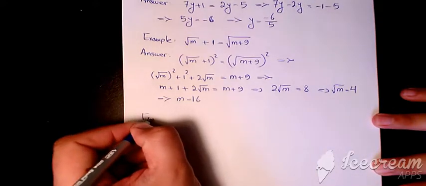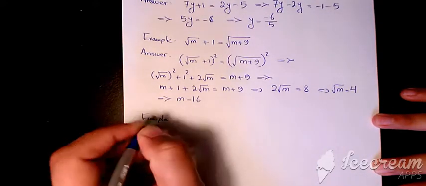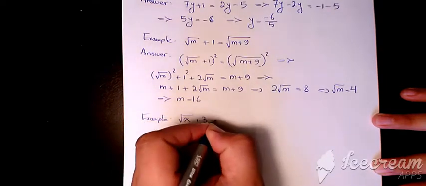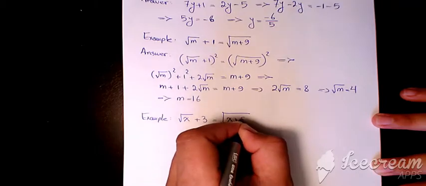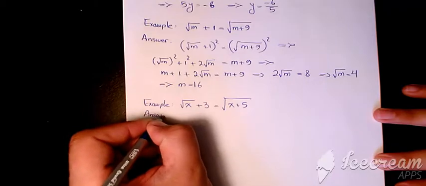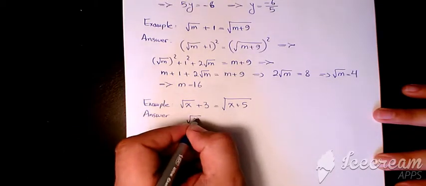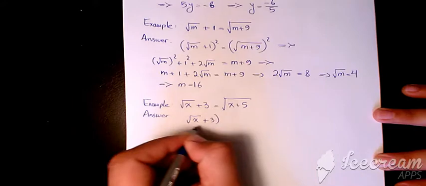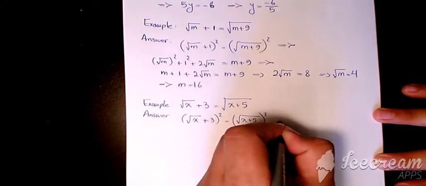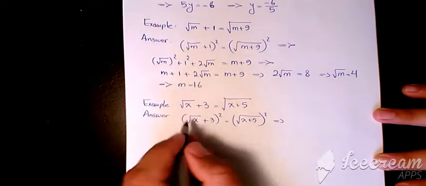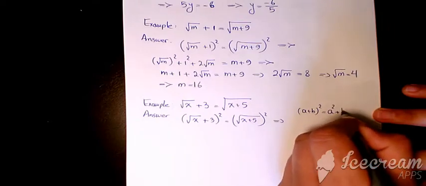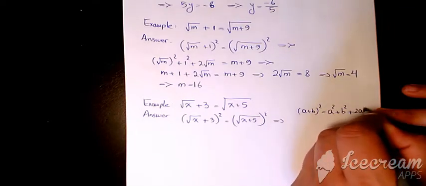Next example, we have root x plus 3 equals root x plus 5. Again, I need to square both sides. This part is basically a plus b squared is the same as a squared plus b squared plus 2ab. We had it earlier.